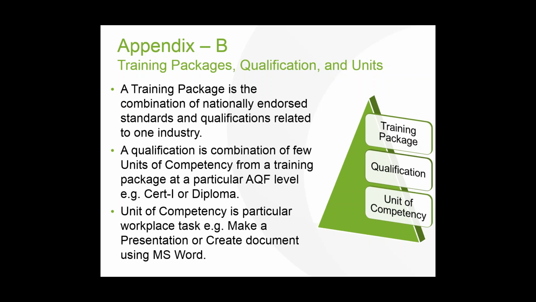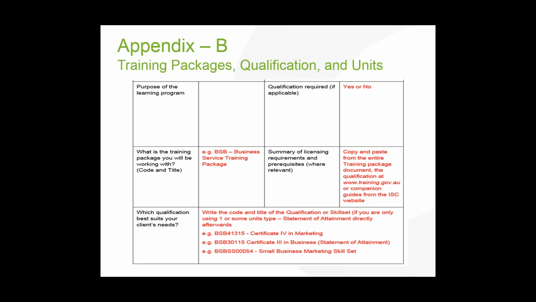Now, if the concept is clear, we can go to this section, which is part of Appendix B. In Appendix B, we are asking you for qualification required if applicable. You just need to write yes or no. You do not need to write not applicable. If it's yes, yes. If no, it's no. But in this area, what is the training package you will be working on, with code and title?